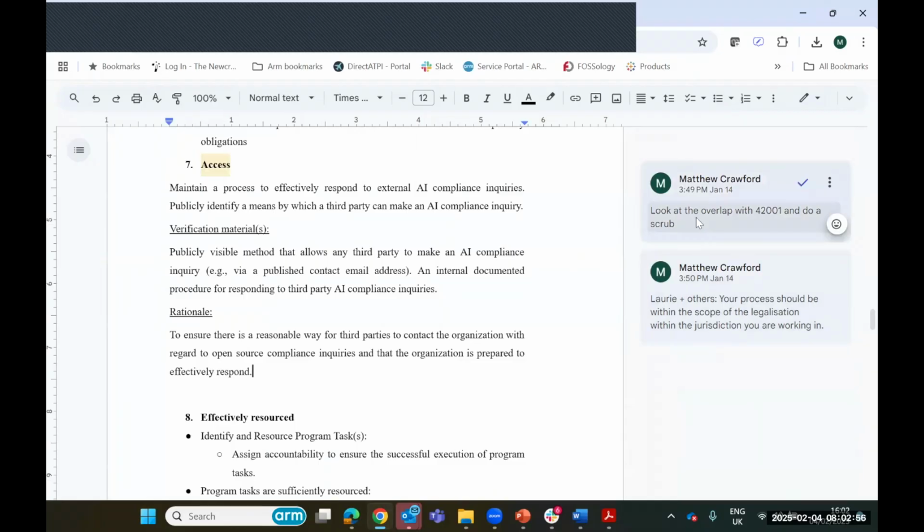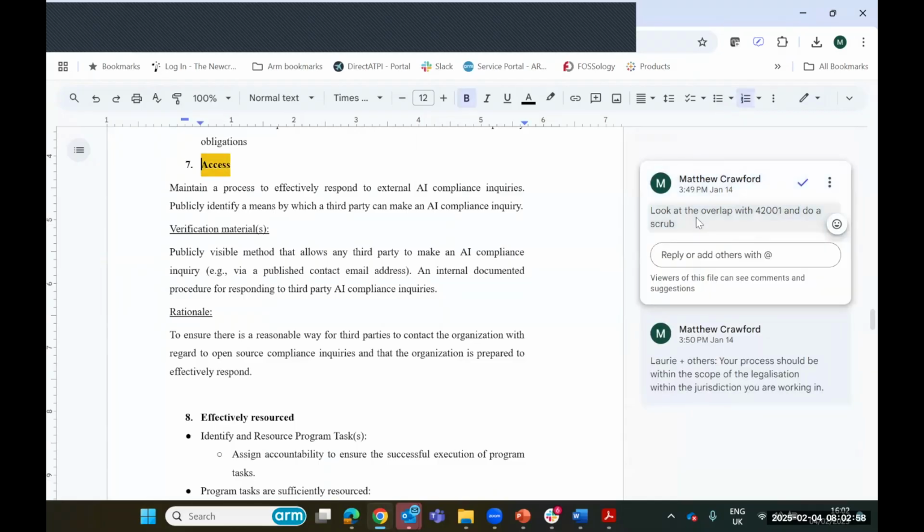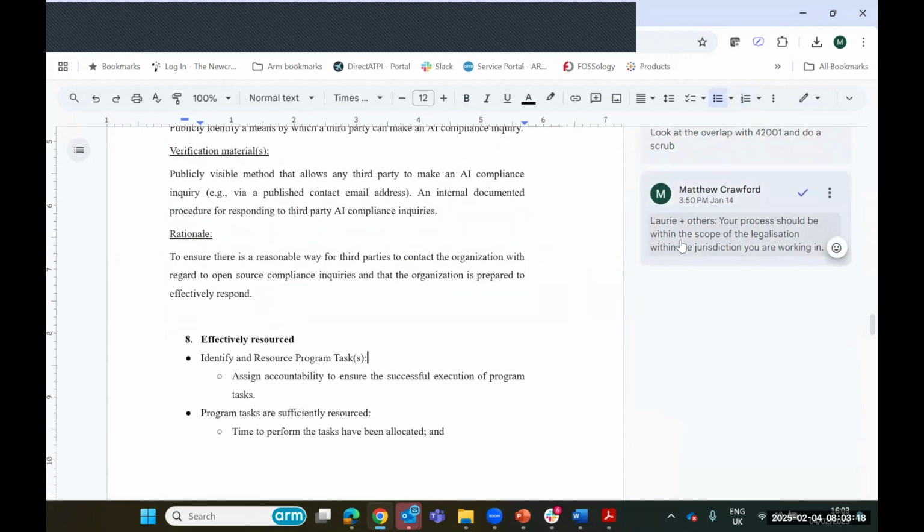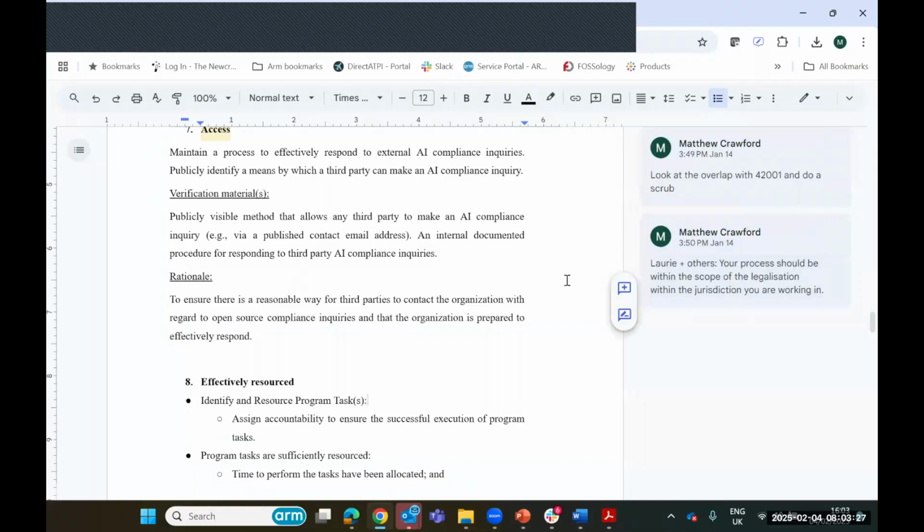Look for an overlap. What's this? ISO 42001. Anyone here have knowledge of ISO 42001? Maybe this is homework for me. Your process should be within scope of the jurisdiction you are working in. I think we'd try to capture that further down tonight, or certainly with the transparency.